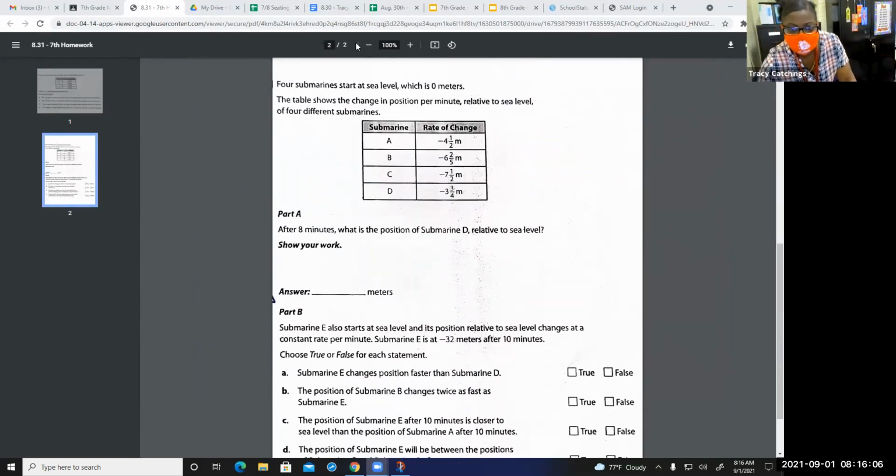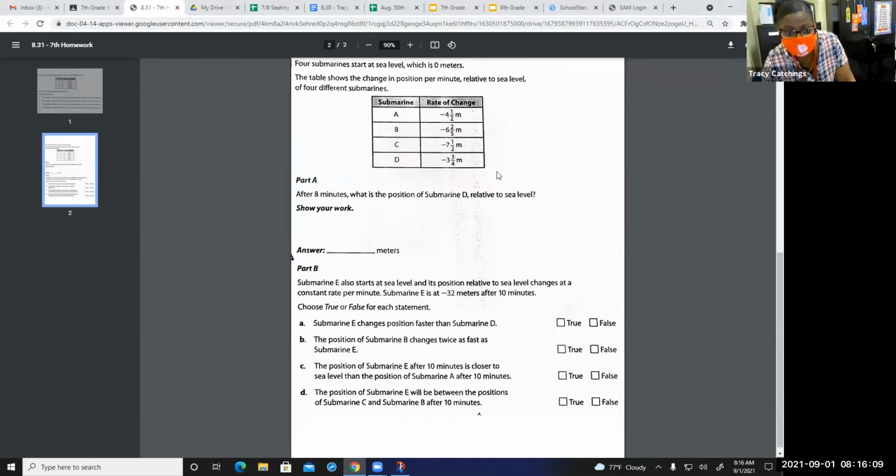All right, the second one. Second one had 2 parts to it. It said 4 submarines start at sea level, which is 0 meters. The table shows the change in position per minute relative to sea level for 4 different submarines. A said after 8 minutes, what is the position of submarine B? Now, the first thing you should have asked yourself was, is there multiplication or is there division? The chart shows us for 1, and now they want for 8. Yeah, that's multiplication.